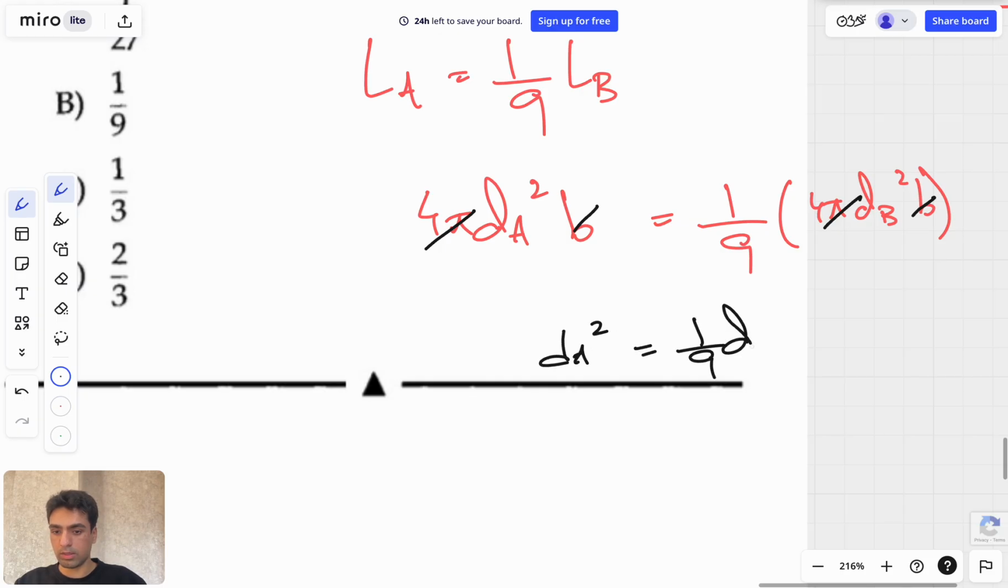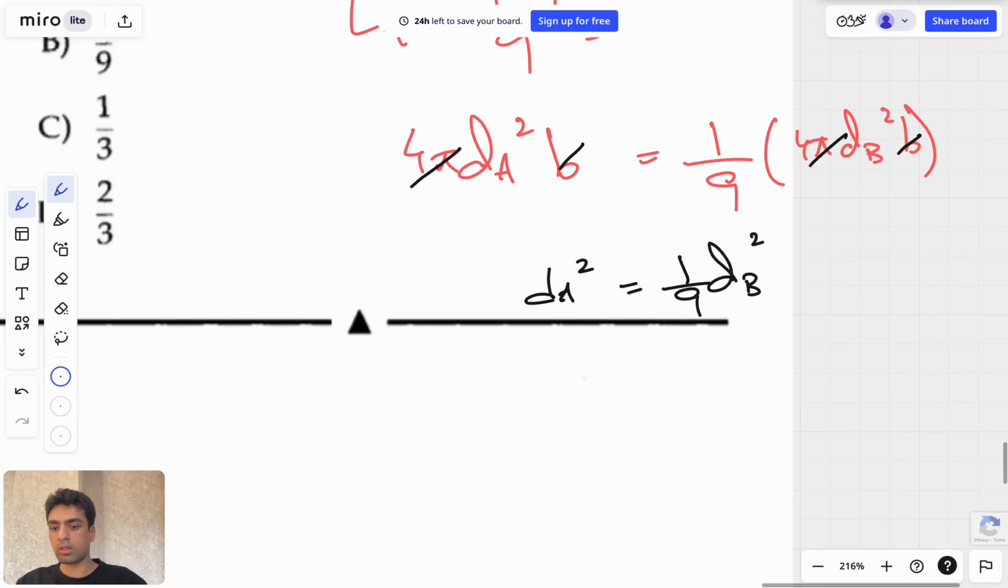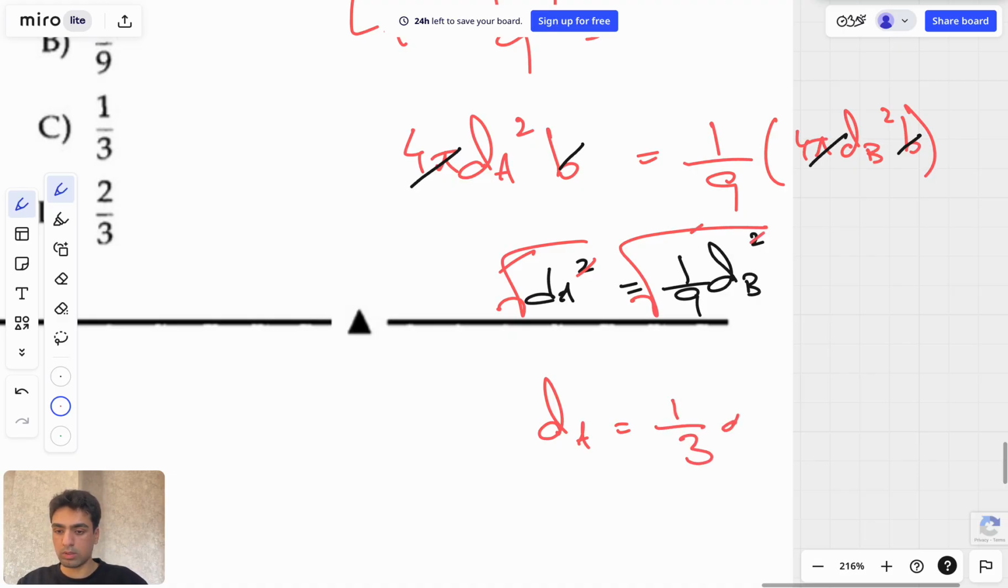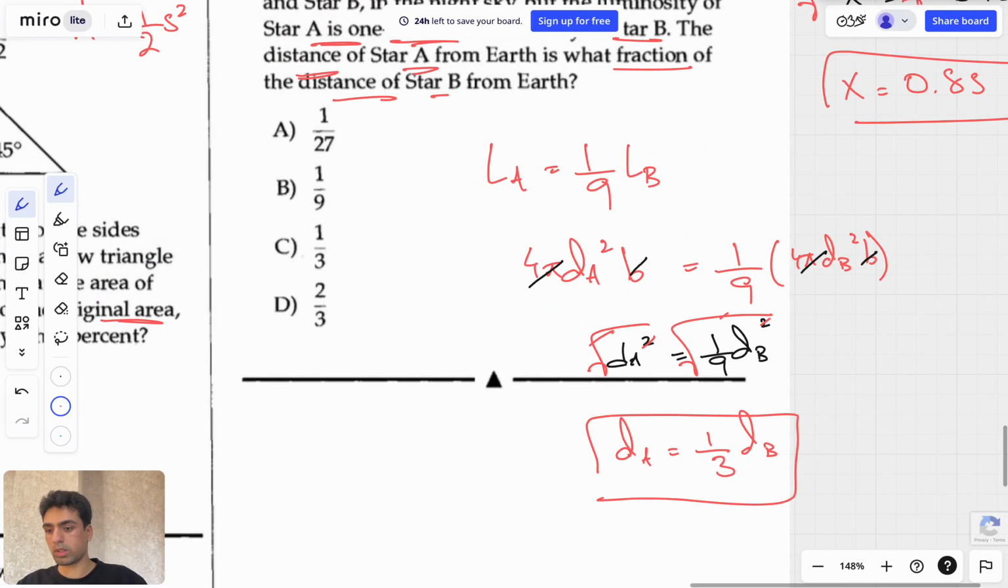You can take the roots on both sides to cancel out the squares. Root on this side, root on this side. This cancels with this. You get dA is equal to the root of 1 over 9, which is 1 over 3, and then this cancels with this for dB. So you get that the distance of A is a third of the distance of B. So you would say 1 over 3.